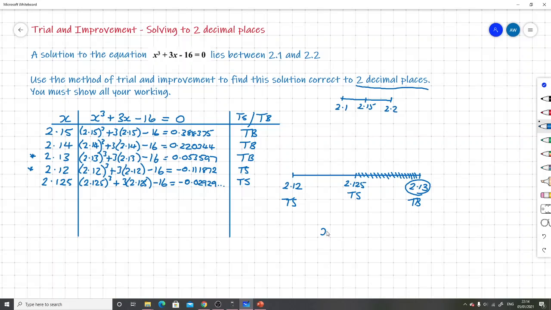And then you finish off by saying x equals 2.13 brackets 2 dp. There we have it. Okay, and that's how you solve an equation using trial and improvement and solving it to 2 decimal places.